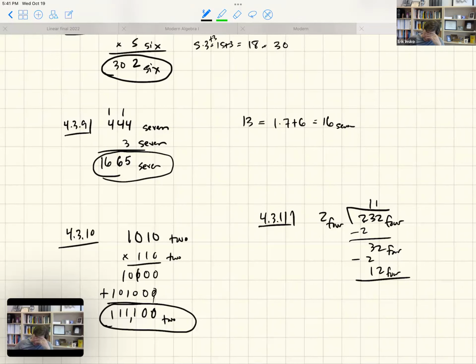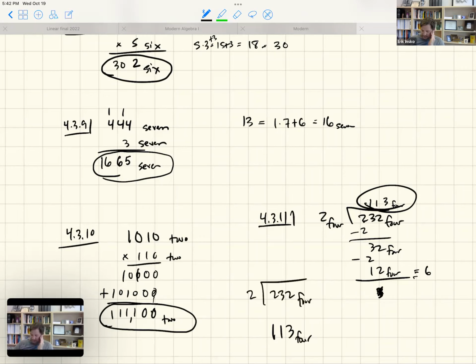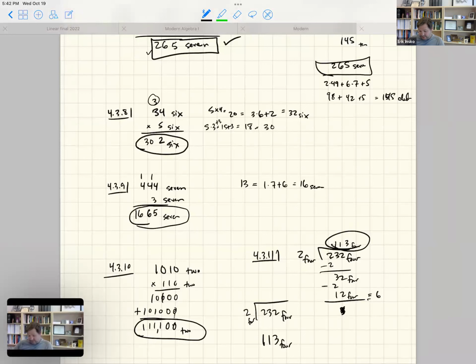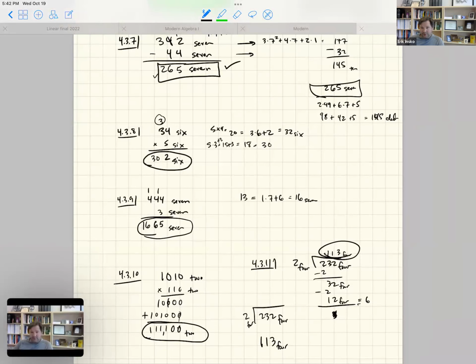And so we get a 3 there. Hopefully that makes sense, right? 12 base 4 is 6. 2 goes into 6 3 times. So yeah. Okay. So the final answer here is 113 base 4. That's 232 divided by 2. The other way you can do this is convert 232 into a number base 10 and take that number divided by 2, and then convert back to base 4 when you're all done.